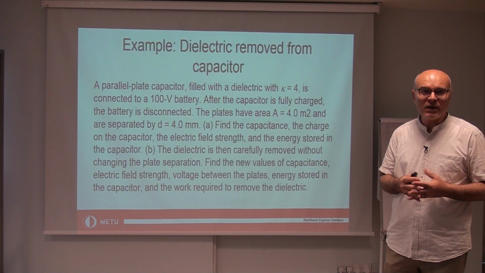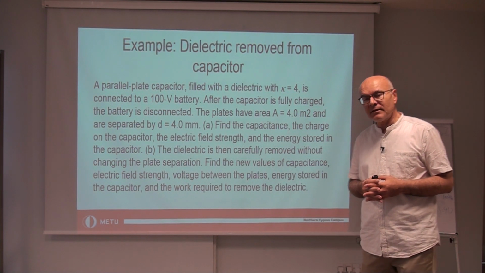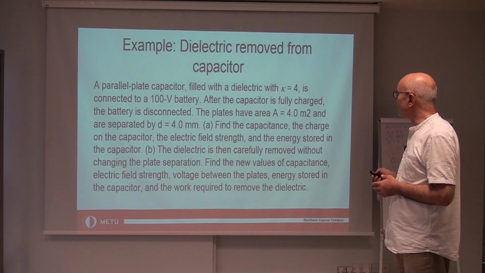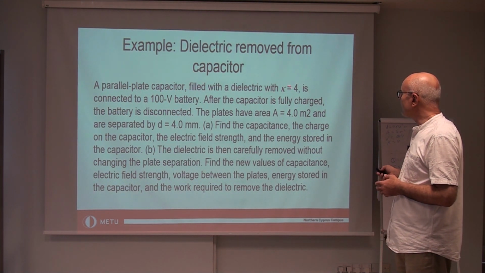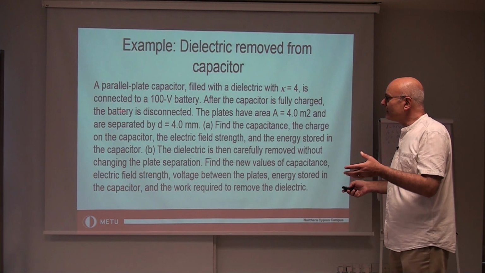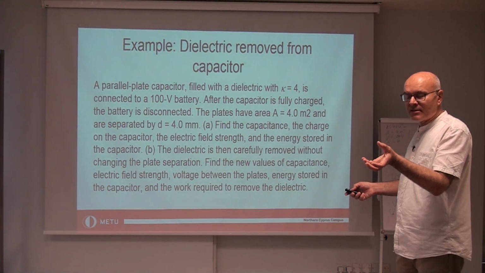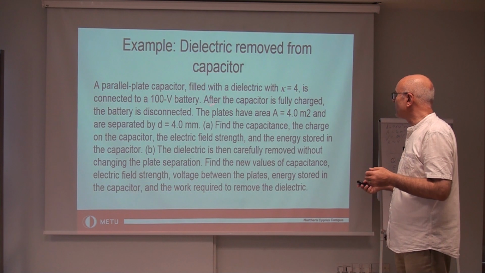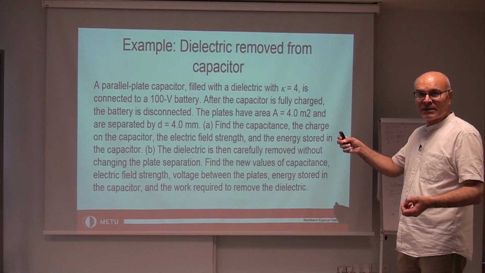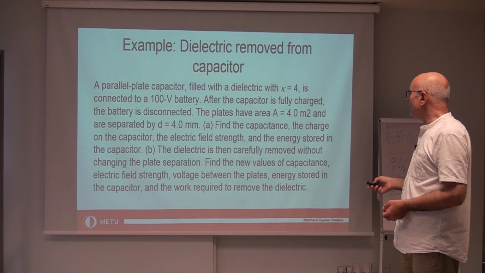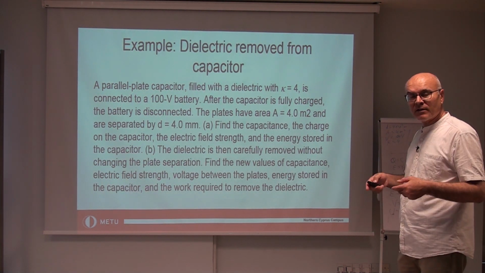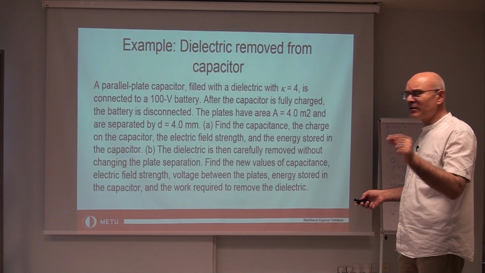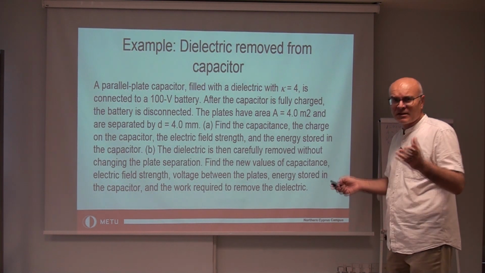Now I will work out a numerical example. We start with a parallel plate capacitor with the space filled completely with a dielectric material which has dielectric constant 4, and while this dielectric slab is there, it's connected to a 100 volt battery and it's fully charged. After it's fully charged, you disconnect the battery. The area of each plate is 4 meters square, so it's a huge capacitor, and the separation is very small, just 4 millimeters. This is not a practical capacitor anyway.